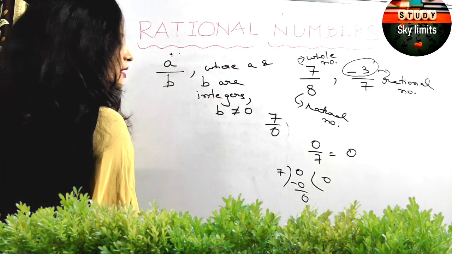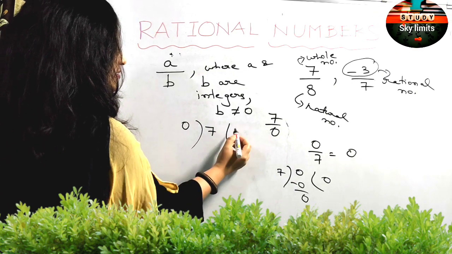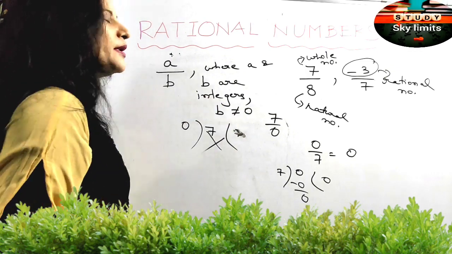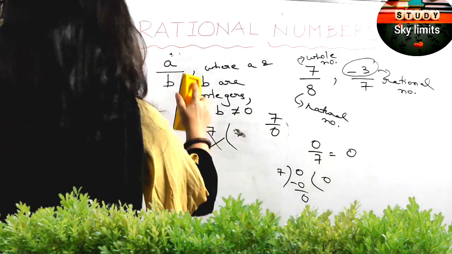Okay, it's 0. But is it possible to divide? Can you divide 7 by 0? Always you will be getting this. Not possible. So the denominator should not be equal to 0. Okay. So I hope you understand what is a rational number now.